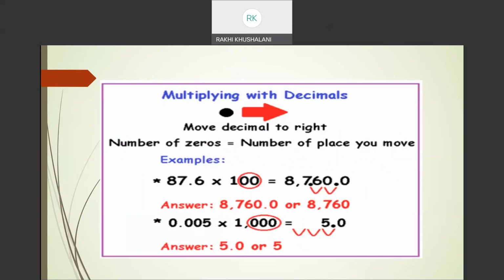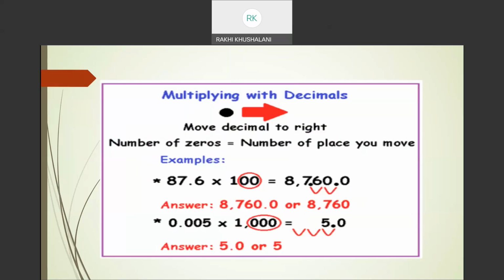Multiplying the decimals, move the decimal to the right. The number of zeros is equal to the number of places you move.